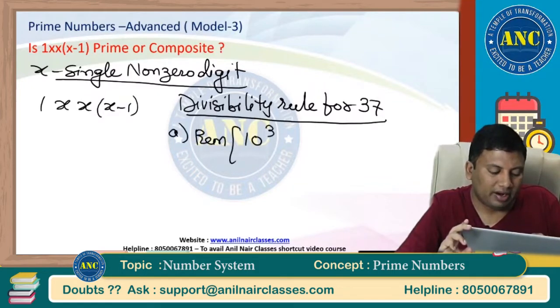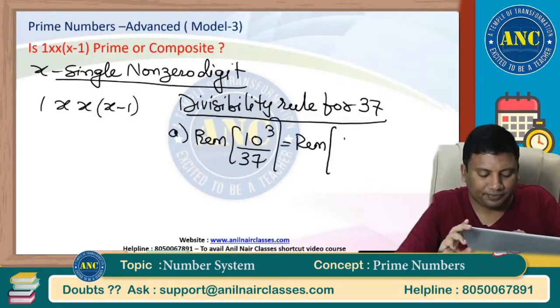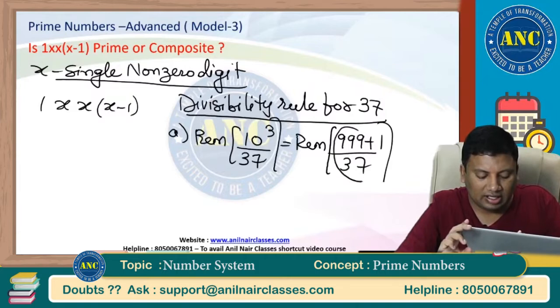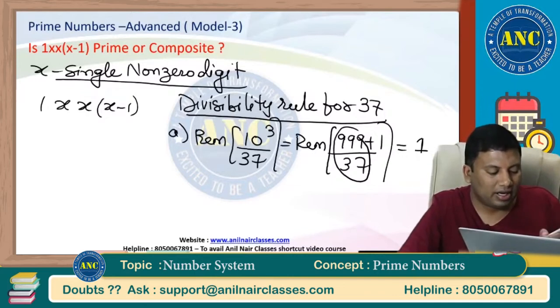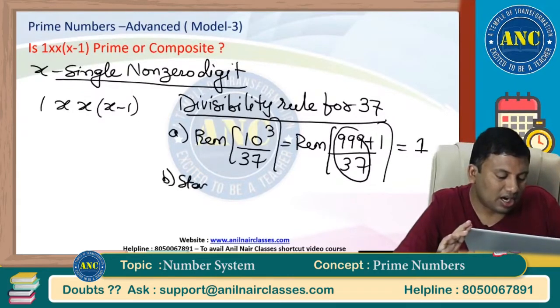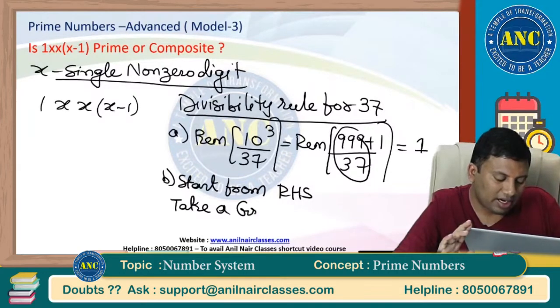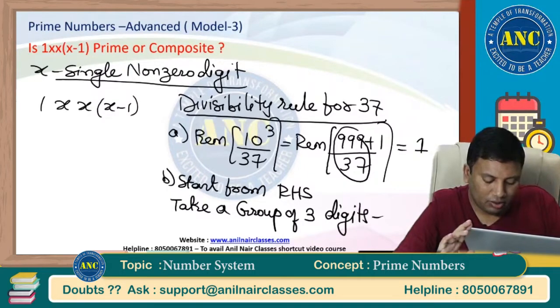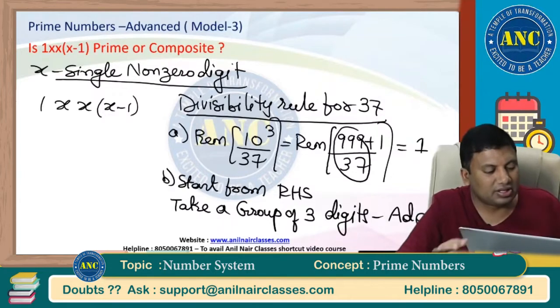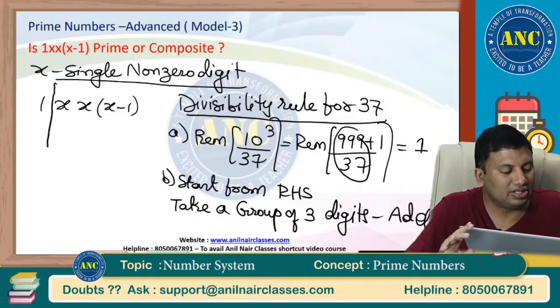the remainder when 10 cube is divided by 37. 1000 divided by 37. This is nothing but 999 plus 1 when divided by 37. 999 is perfectly divisible by 37. So the remainder is 1. So what is the concept? Start from the right hand side. Take a group of 3 digits. Add them. This is the first key point. So take a group of 3 digits and add them.